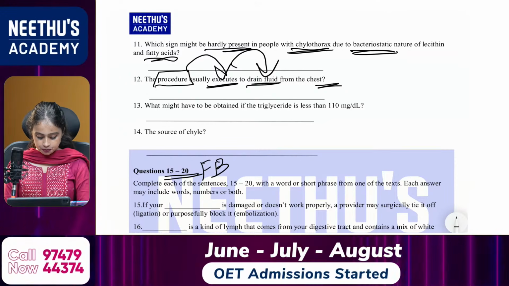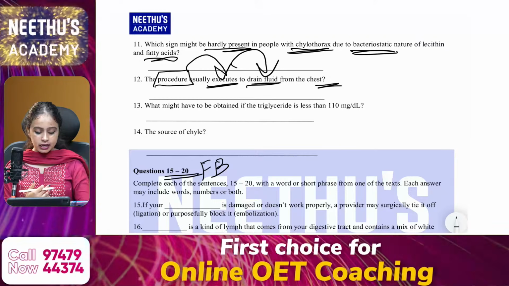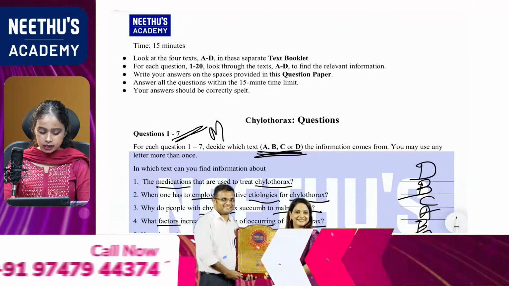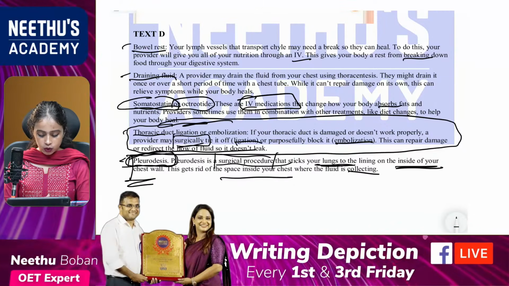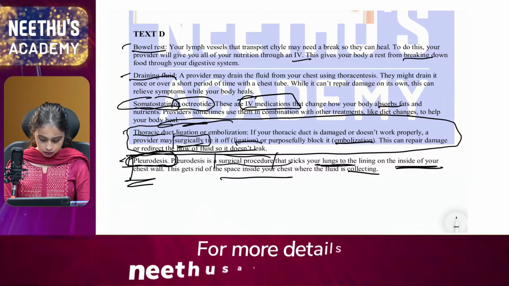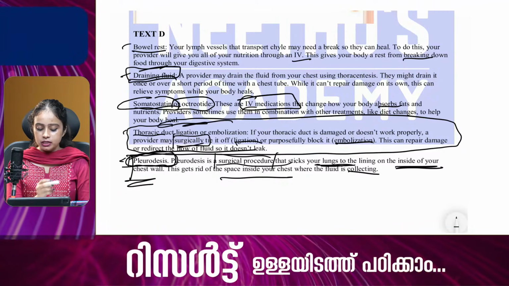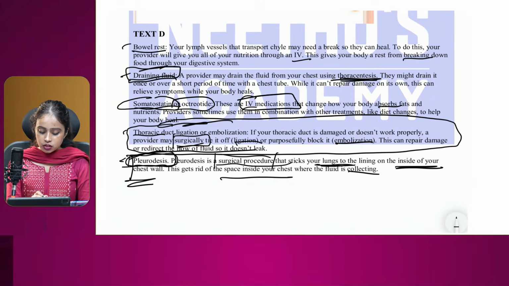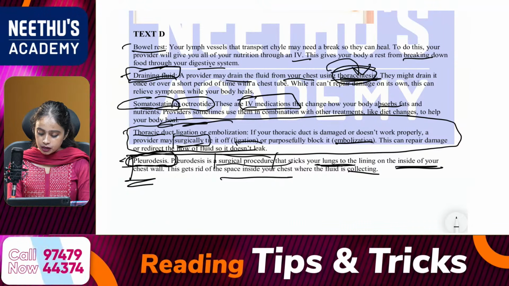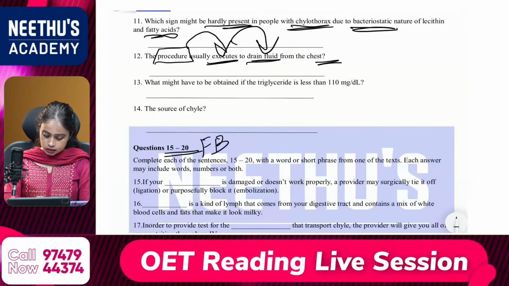So what is your answer? Okay, thoracentesis. Very good, Preeta. Tessie, yes. Thoracentesis should be the answer. So where is it mentioned? It is mentioned in text D. So where is it mentioned in text D? Draining fluid is one of the keywords from the question. So what is the method? That is the question. A provider may drain the fluid from your chest using this particular procedure. What particular procedure? Thoracentesis. So the answer should be thoracentesis.